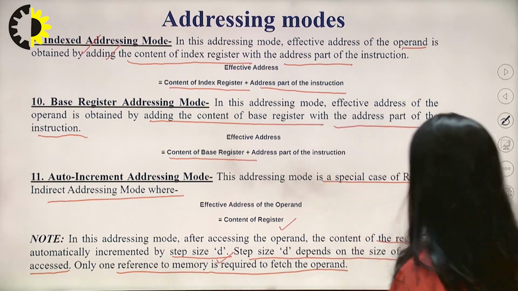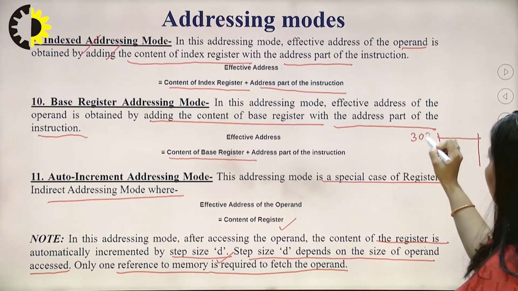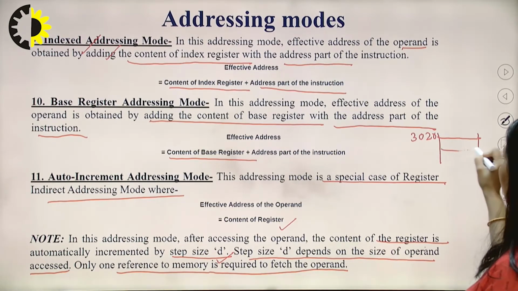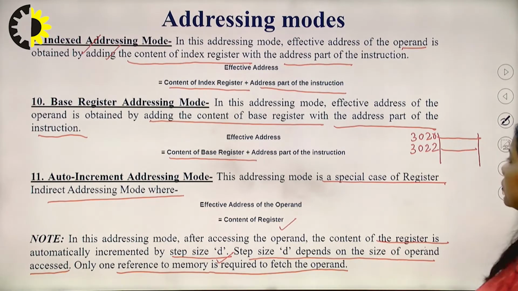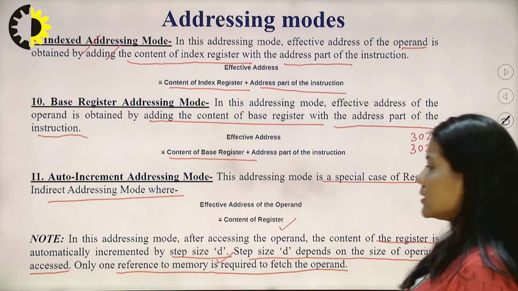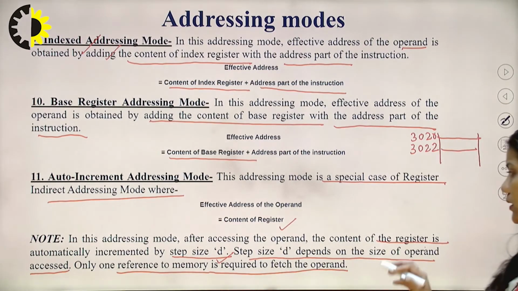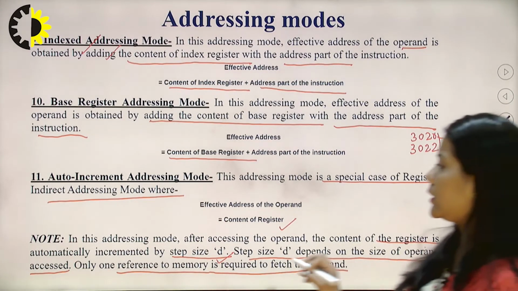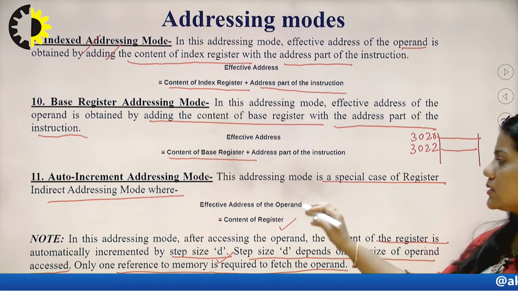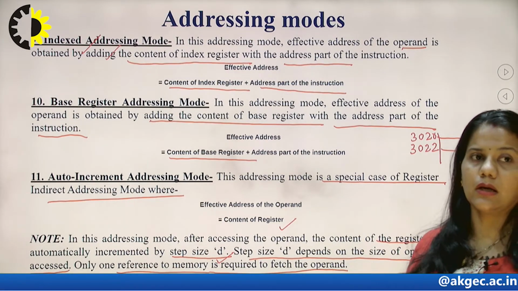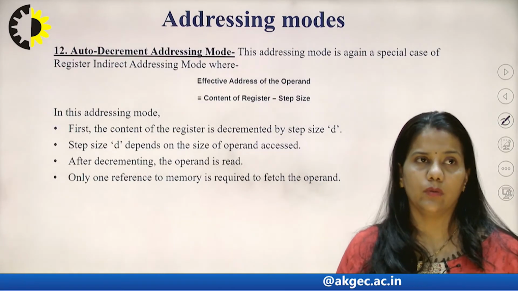So, suppose first of all the memory location was 3020. If the size is 2 bytes, then the next location will be 3022. In this way, the step size becomes 2 in this case. So, the contents of the register is automatically incremented by step size 2. The effective address is equal to the content of the register. So, this is known as the auto increment addressing mode.